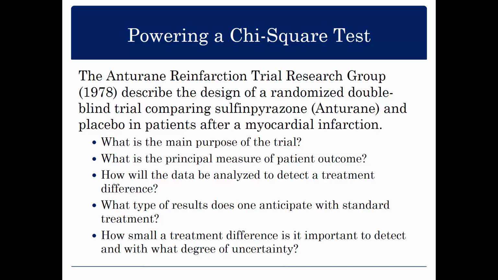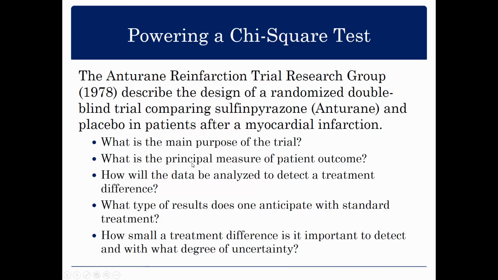So here's an example from 1978 where they do a randomized double-blind trial comparing a treatment versus a placebo in patients after myocardial infarction. So in order to power a study like a randomized controlled trial, we have to identify the answers to each of these questions. What's the purpose or the goal or objective of the trial? In other words, what's the hypothesis if we're doing a test?